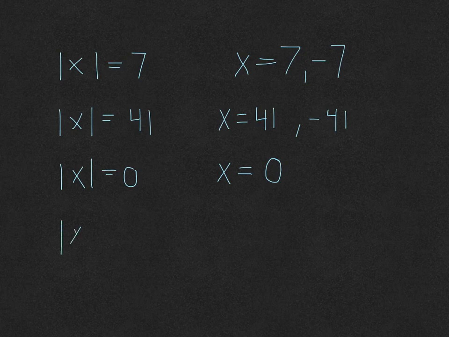Now we have one more. What would happen if the absolute value of x equals negative 10? Well, the rule on absolute values is that your absolute value cannot equal a negative, but this does equal a negative. So when that happens, there will be no solution.